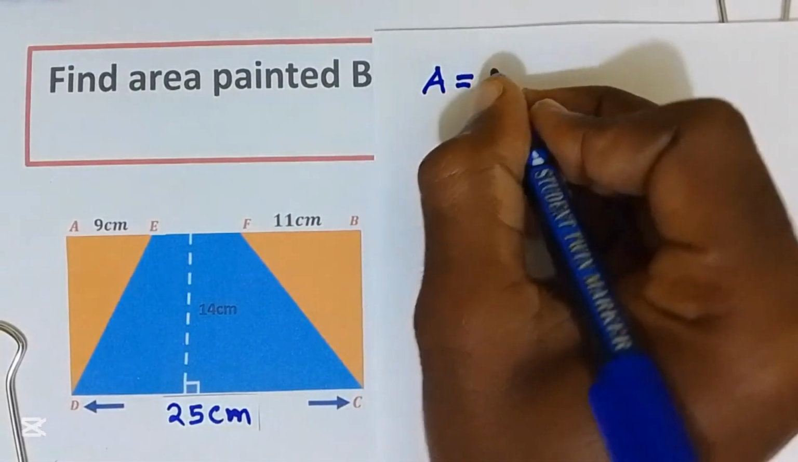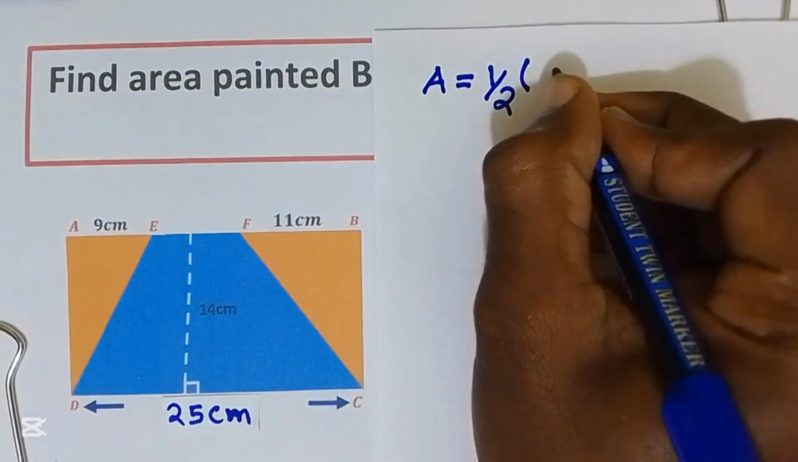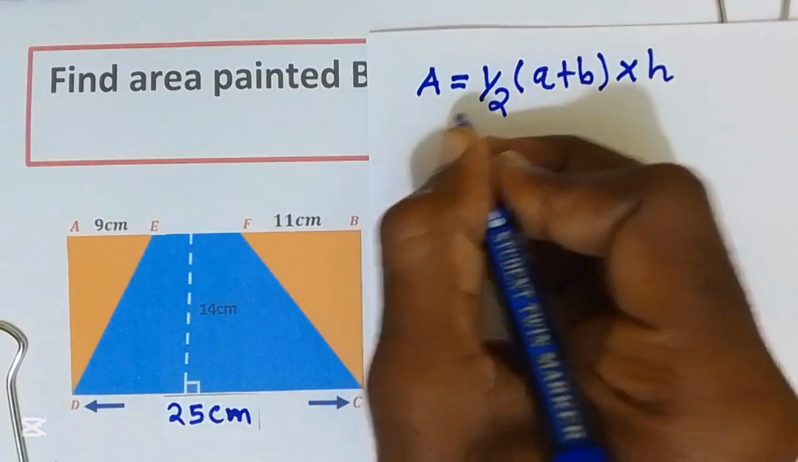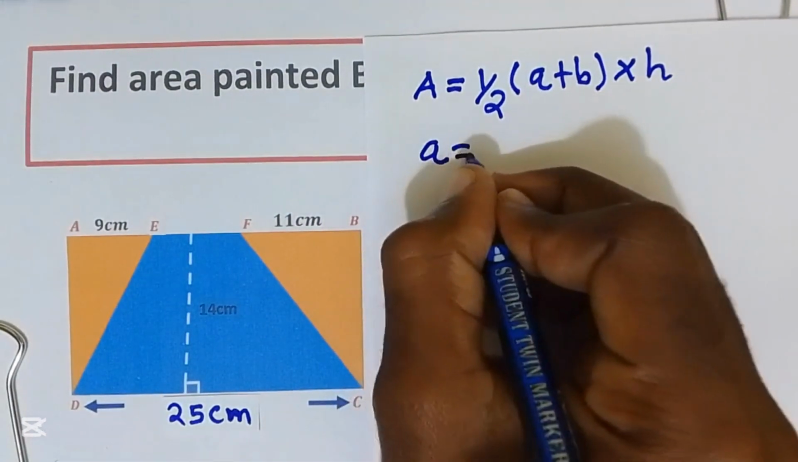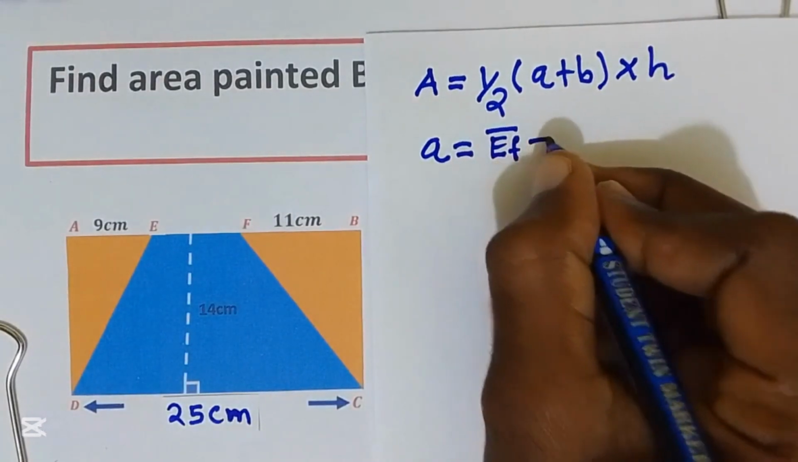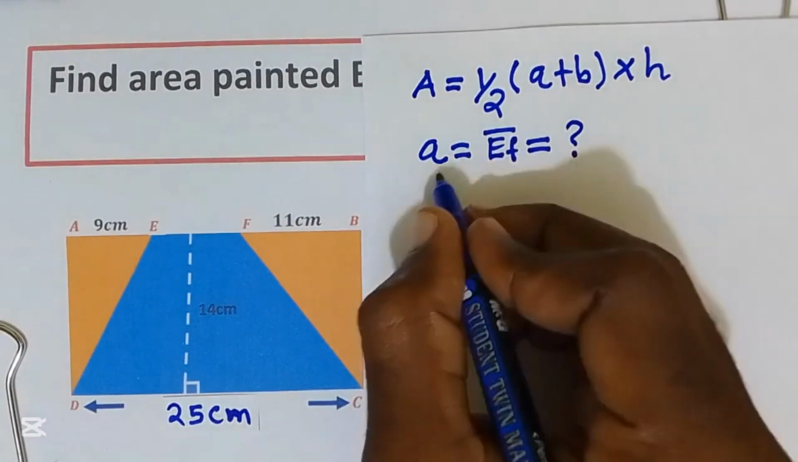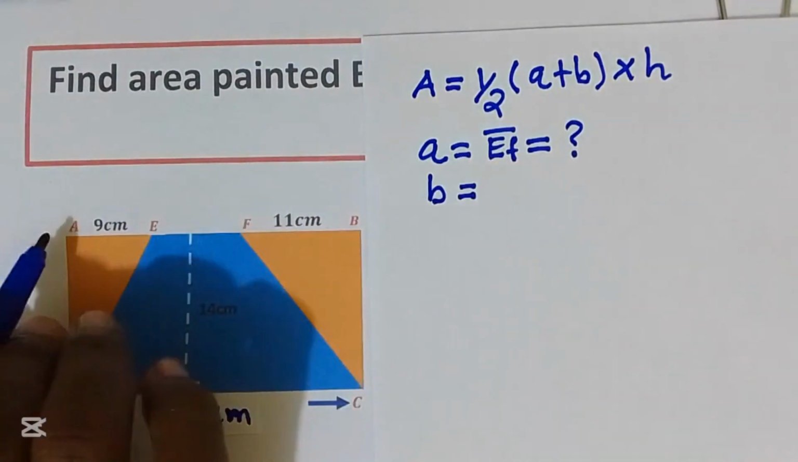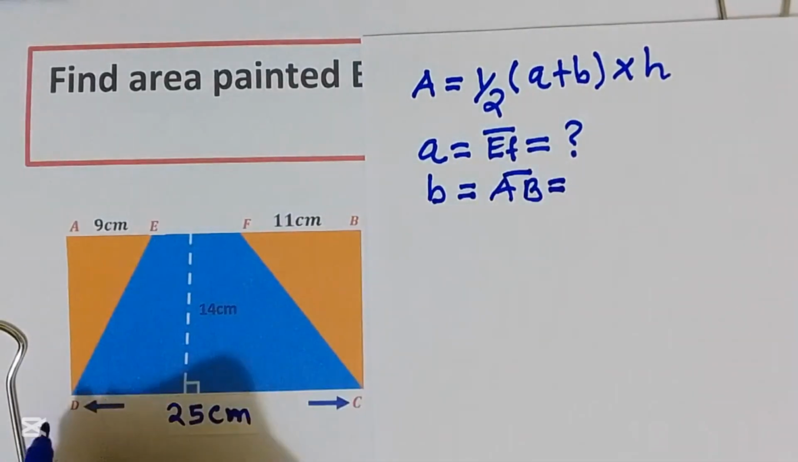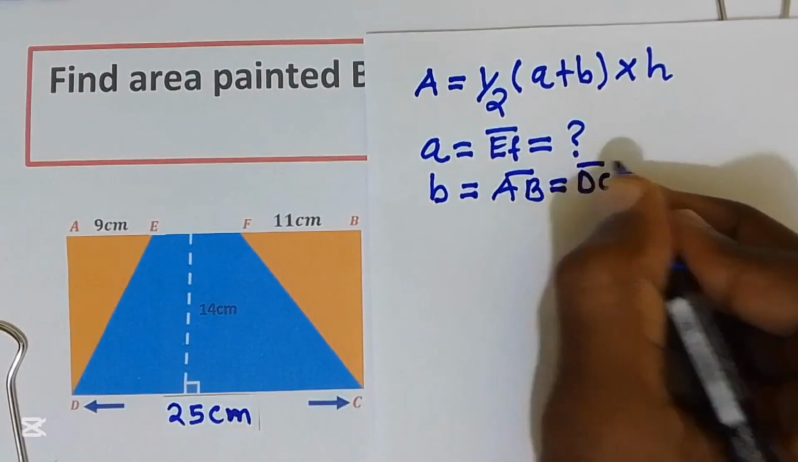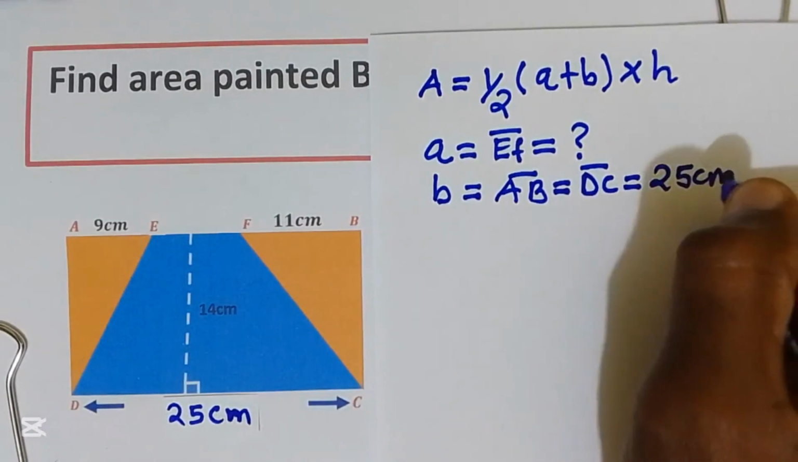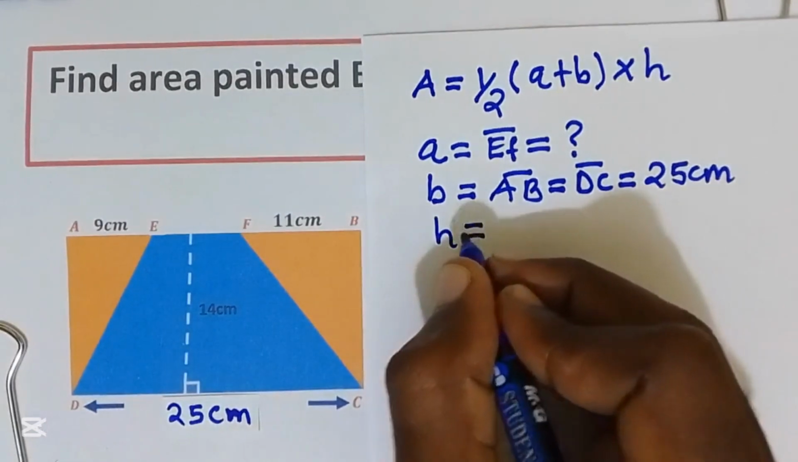The area is equal to a half in the bracket a plus b multiplied by h. I'll call distance a, this is equal to EF, which they don't give us, and b, this is the same as distance AB. This is also equal to distance DC. This is equal to 25 centimeter. H is equal to 14 centimeter.